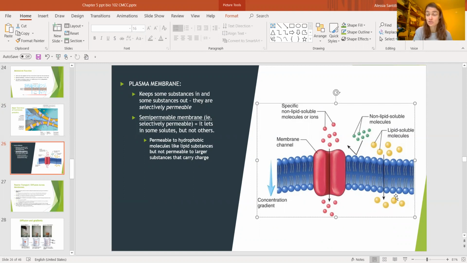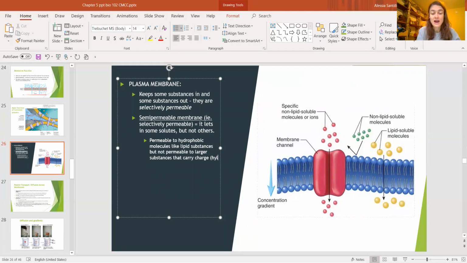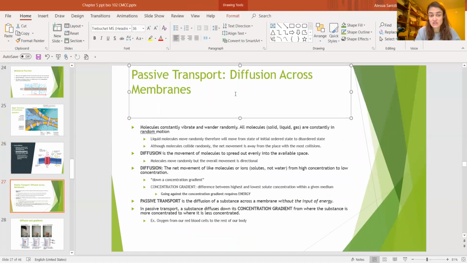We know what ions are. Those are charged atoms. Ions cannot go through the membrane, because they're hydrophilic. Any other kind of hydrophilic substance or even large substances, they cannot go directly across the membrane. Okay, so the semi-permeable membrane allows certain solutes in and others aren't allowed in. It's permeable to hydrophobic molecules like lipid substances, but it's not permeable to larger substances that carry a charge and therefore are hydrophilic. Okay, so let's look at the actual types of transportation that we do have.